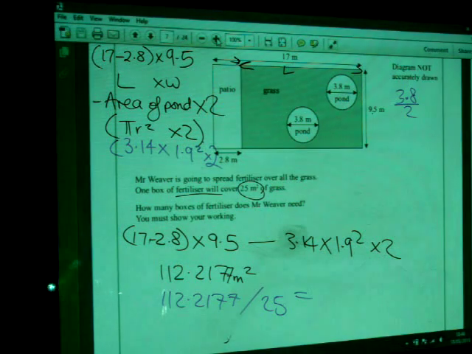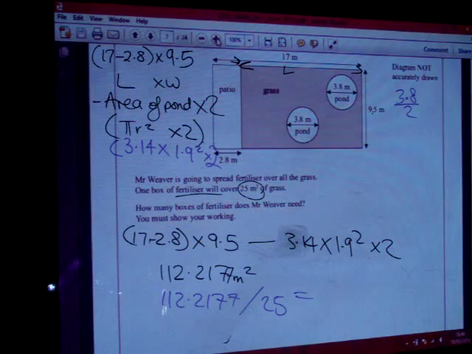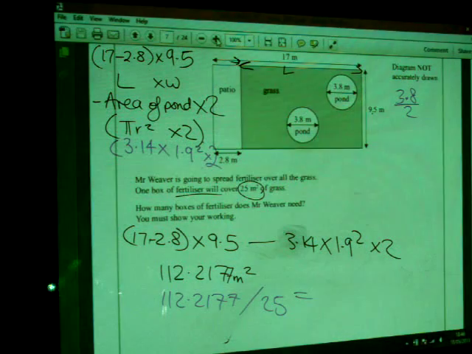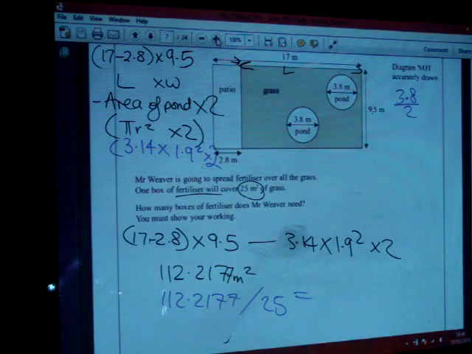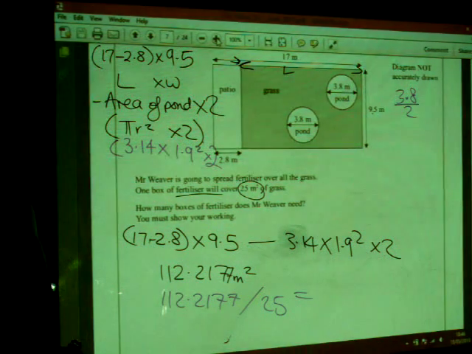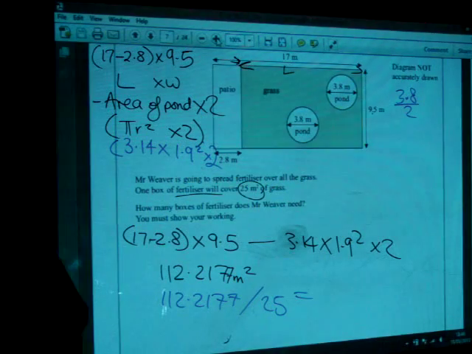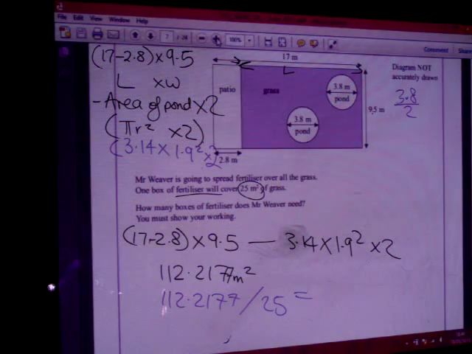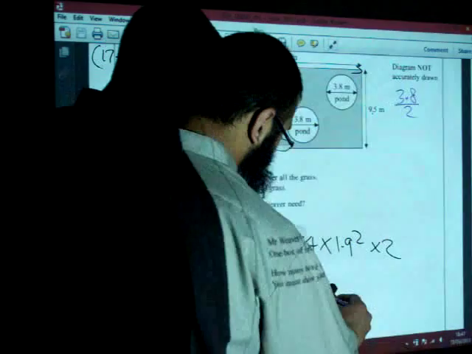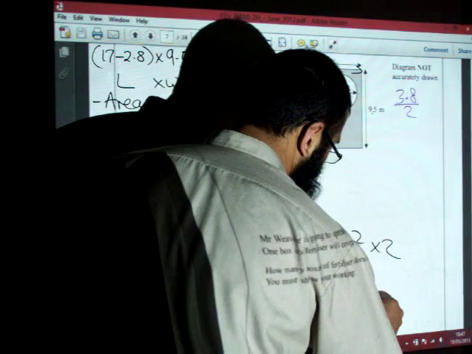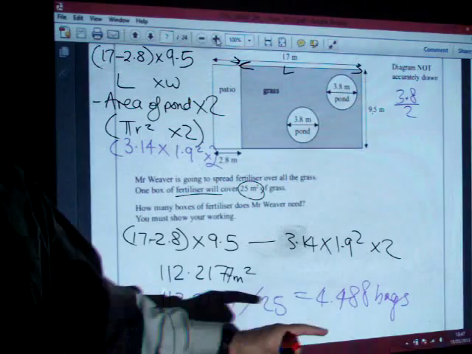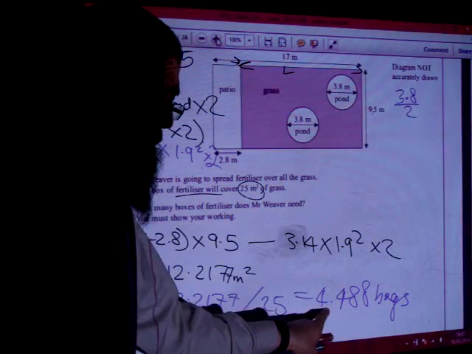Right, what do you get when you get that, Isa? Quickly, come on. The purple calculation on the bottom. Okay, folks. 4.4887. Okay, so Isa's getting 4.488, which is good. 4.488 bags. Okay, that's the raw calculation from the calculator.